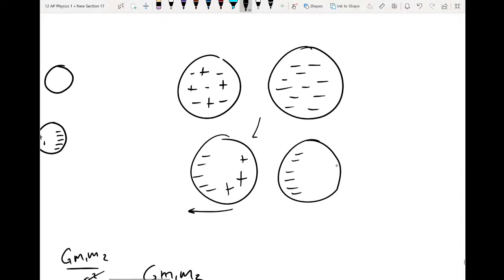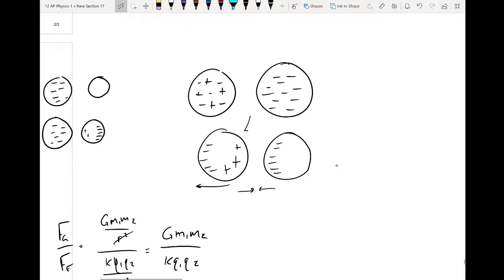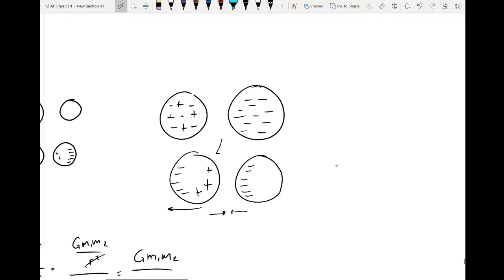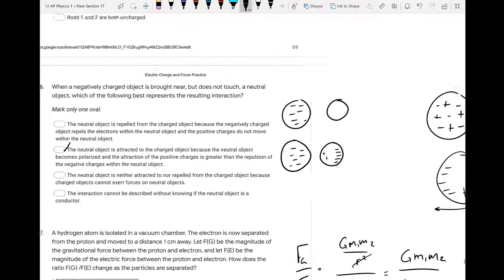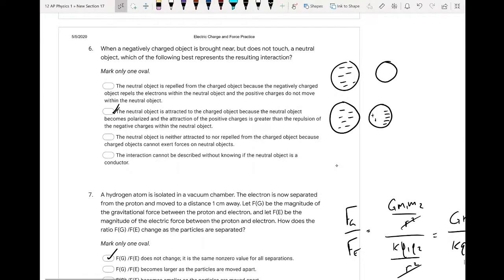This positive side will attract the negatives over here, and we will have this attraction because the positive side and the negative side are going to attract each other. So whenever we bring a charged object next to a conducting neutral object, we will get an attraction because we have this little bit of polarization.